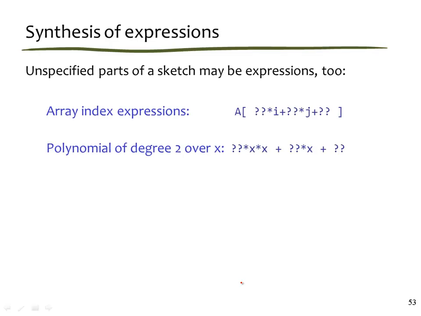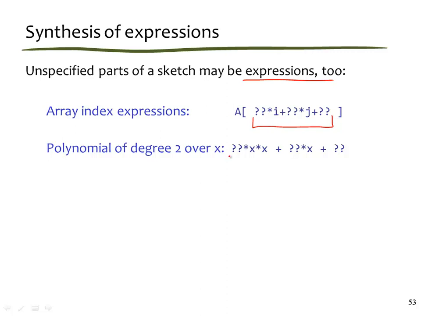Okay, so why just integer holes? Well, sometimes you want to complete your program with an arbitrary expression, not just integers. For example, you want to synthesize an array index expression. Well, that can be done easily by just saying that you need some affine expression over i and j, and you just need 3 holes for that.